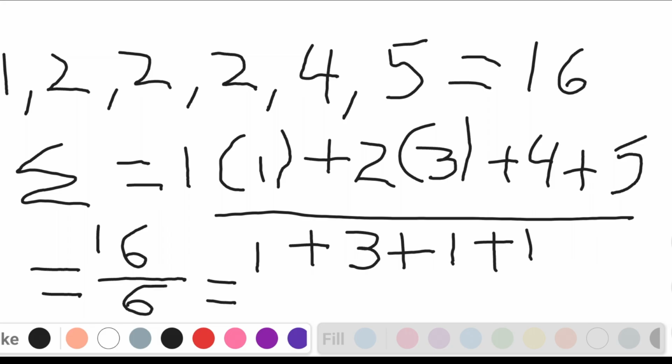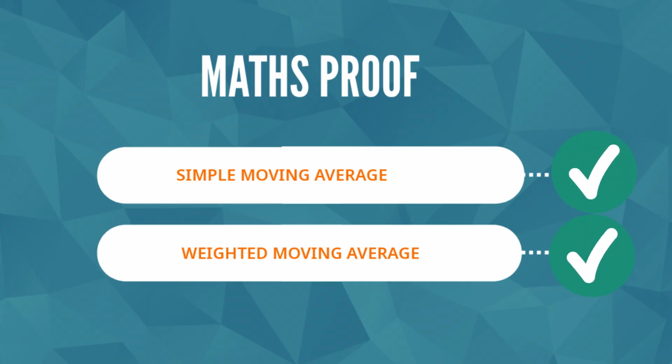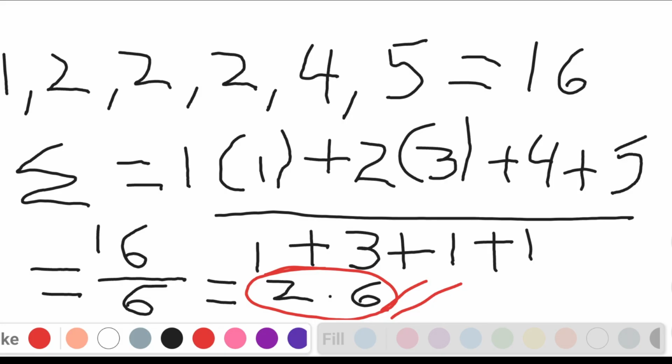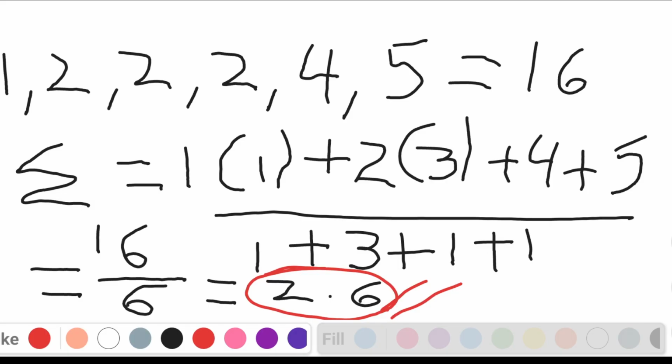So the result of this is approximately 2.6. Do you see the difference here? The previous one said that the average is 4, but now we have a different number. It is 2.6 with the weighted average. You need to understand that those two, even though they look the same, are completely different.